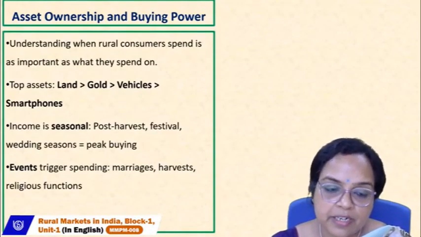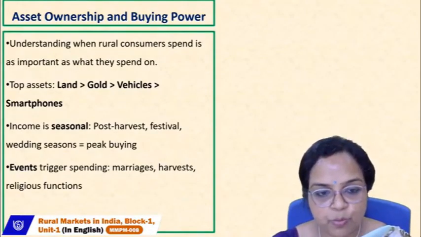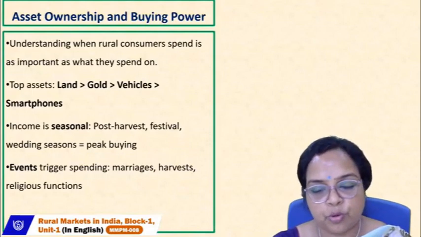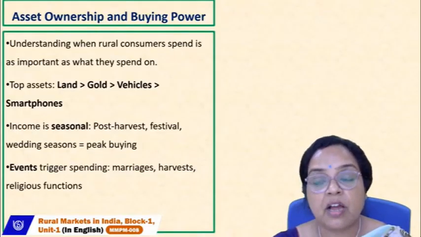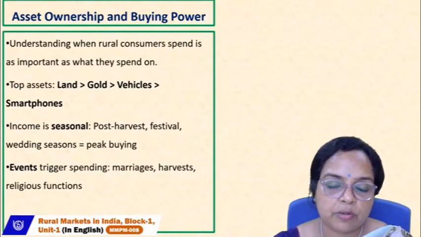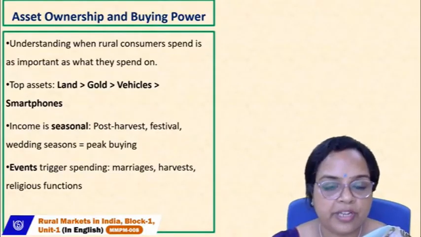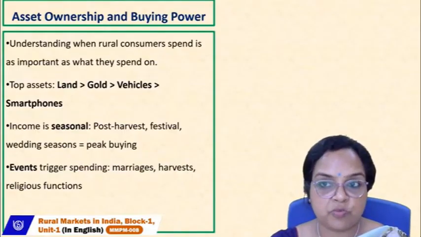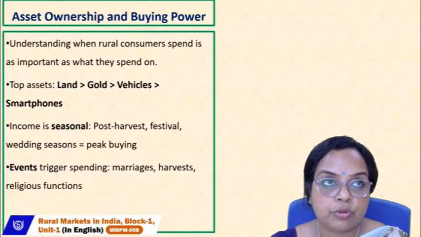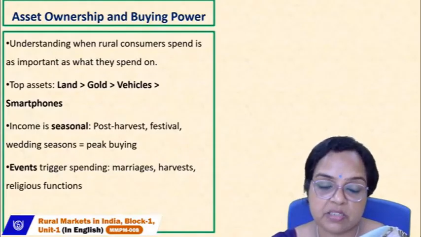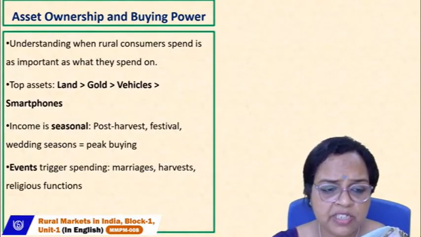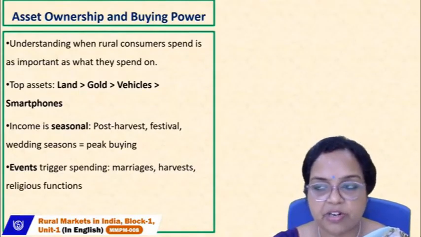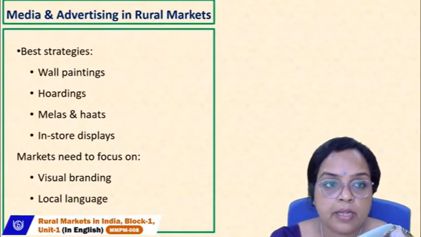Income is seasonal. It is either high post harvest, or during festivals, Raja, local festivals like Ratha Yatra, or Pongal in the south belt, Lohri in the north belt. Buying behavior is especially visible during the wedding peak seasons. So events trigger spending in the rural belt, majorly marriages, harvest, and religious functions.